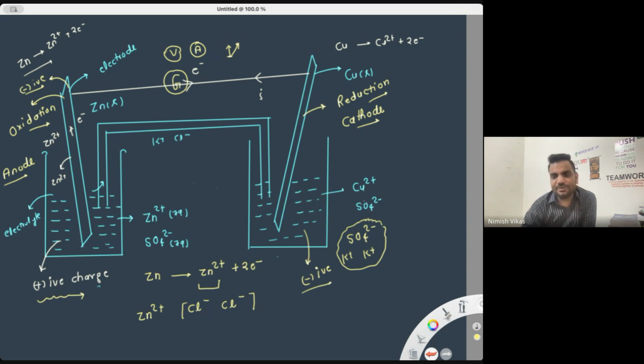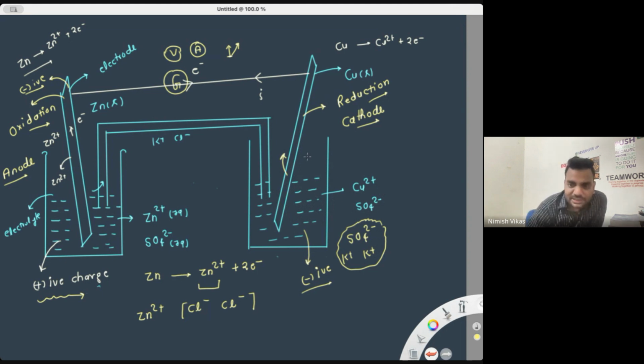Why I'm saying so? Because in the solution we have cupric and sulfate. Cupric ions are leaving the solution and becoming copper. So in the solution we have extra sulfate, which will attract the K plus ion from the salt bridge and become neutral. But by the time they attract it, few more cupric will be gone and we will always have extra sulfate. So this solution is negatively charged.